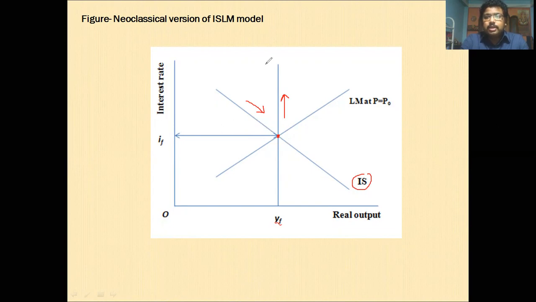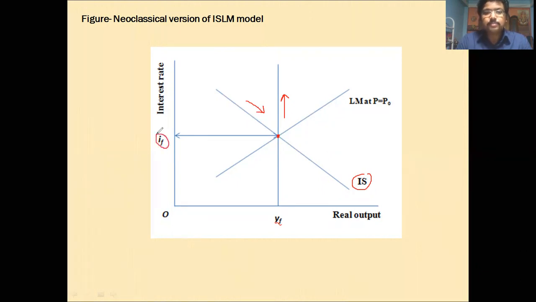But this is exogenously determined in the Keynesian model. So what I am saying is that as far as the neoclassical version of the IS-LM model is concerned, the interest rate is determined by the goods market alone. This is the IS curve, the locus of all the combinations which make the goods market be in equilibrium.